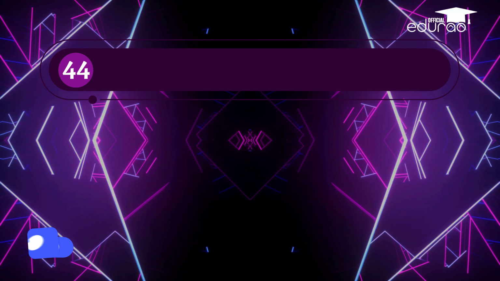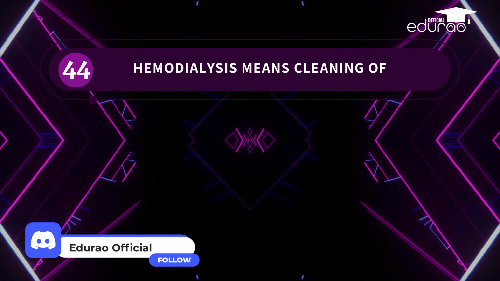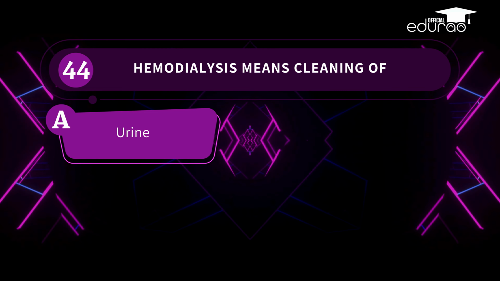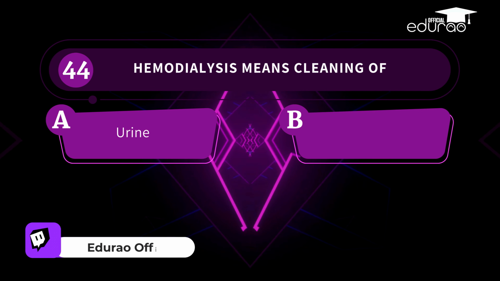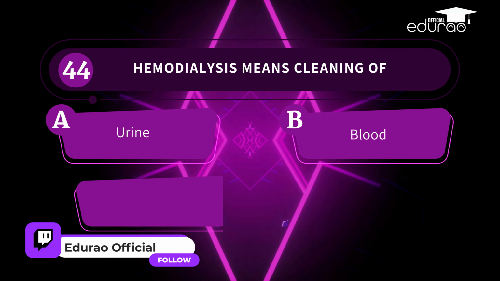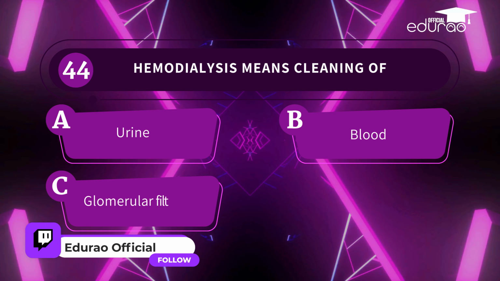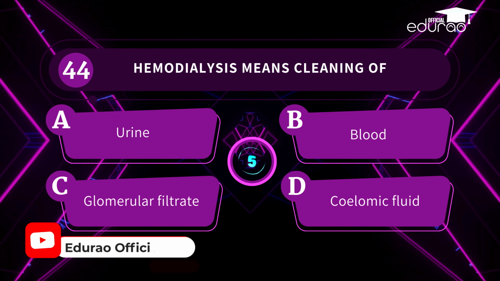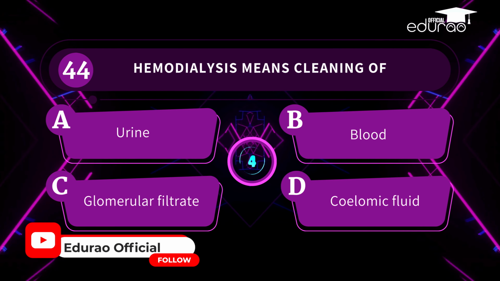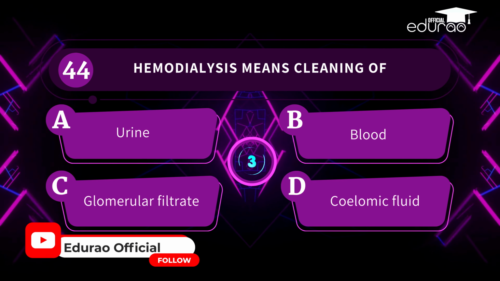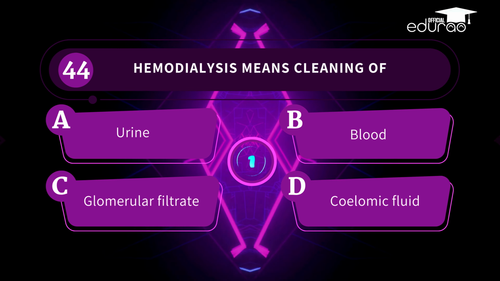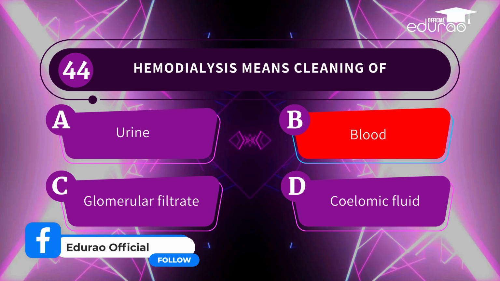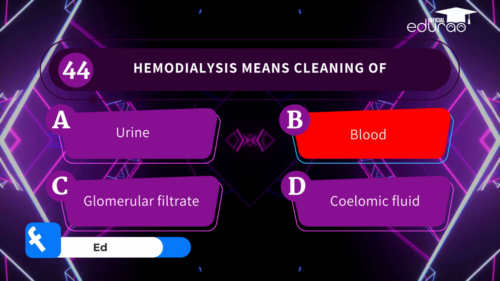Question 44. Hemodialysis means cleaning of A. Urine. B. Blood. C. Glomerular filtrate. D. Coelomic fluid. You're right on target. The correct answer is blood.